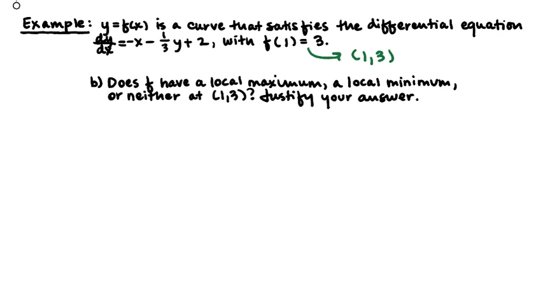All right, and then in part B, they're going to ask you, does f have a local maximum, a local minimum, or neither at the point (1, 3), and to justify my answer? Okay, well, as far as local maxima and local minima are concerned, we have the first derivative test and we have the second derivative test.